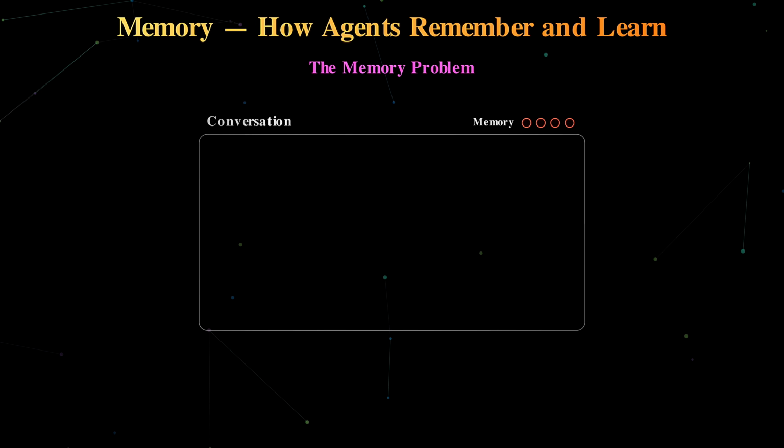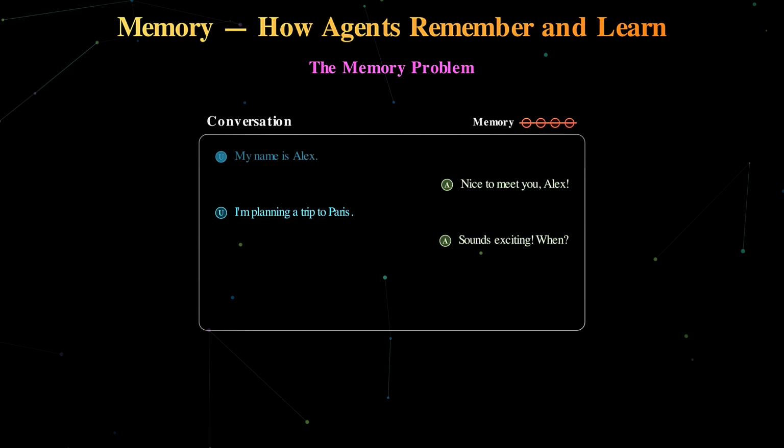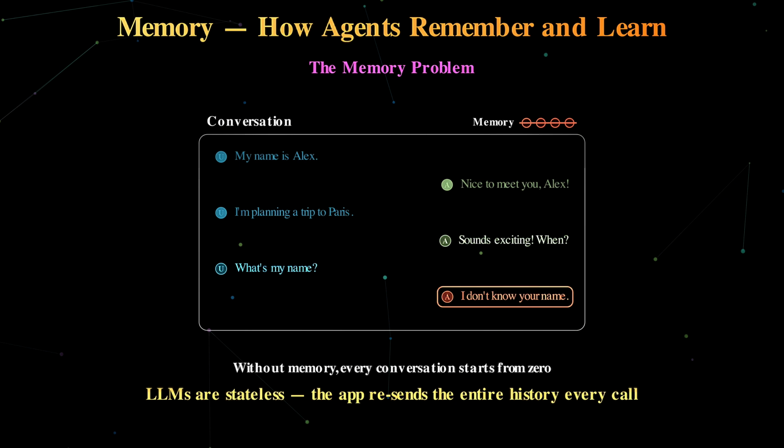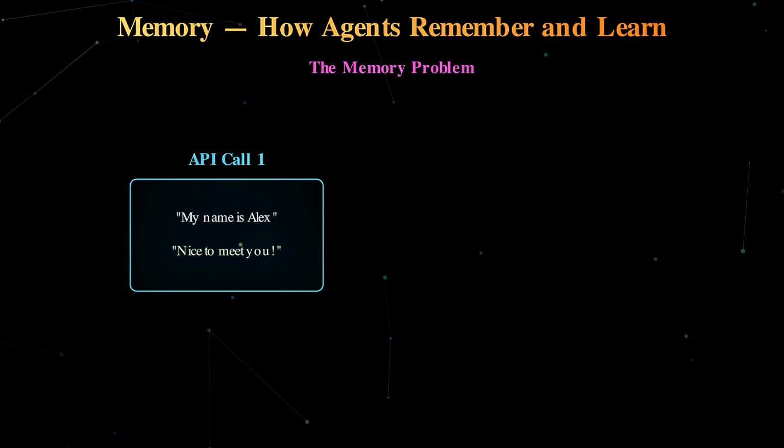So agents can now plan, reason, and use tools to interact with the world. But there's a fundamental gap. Every time a conversation ends, the agent forgets everything. It has no idea who you are, what you discussed, or what you prefer. Without memory, every conversation starts from zero. Memory is what transforms a stateless agent into a persistent, personalized assistant. And this isn't a design choice, it's a hard constraint.